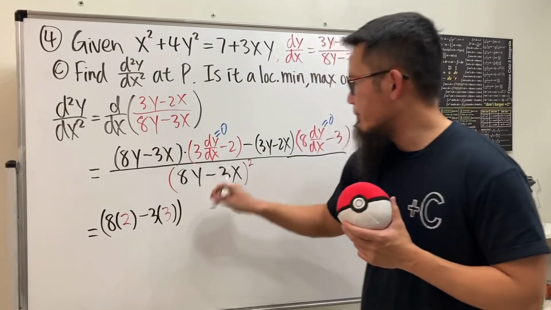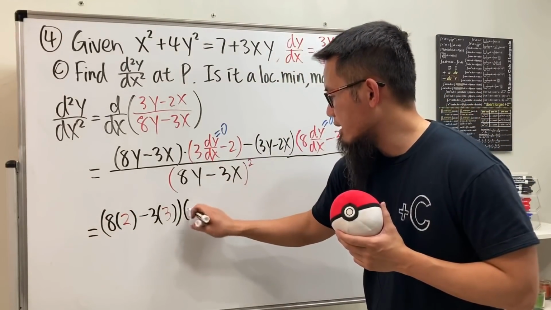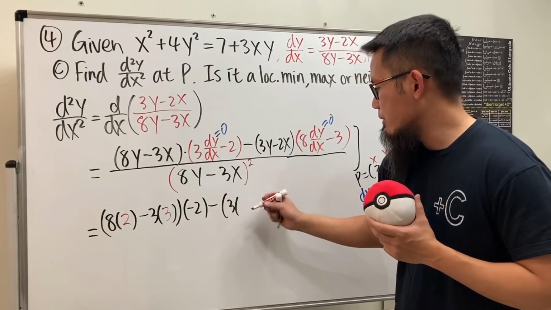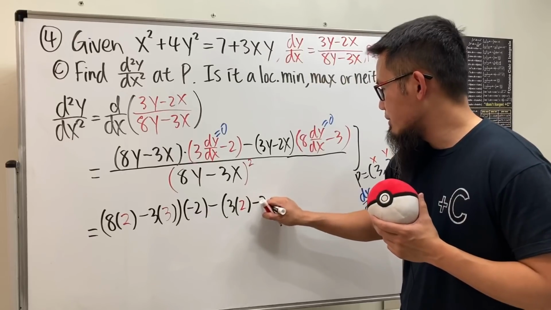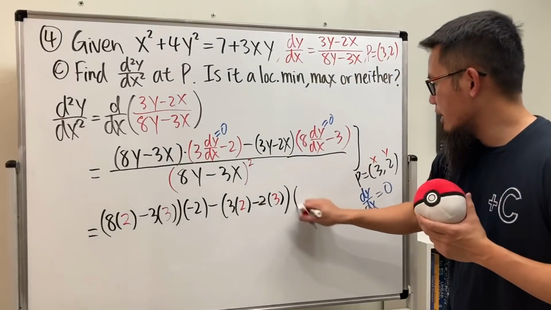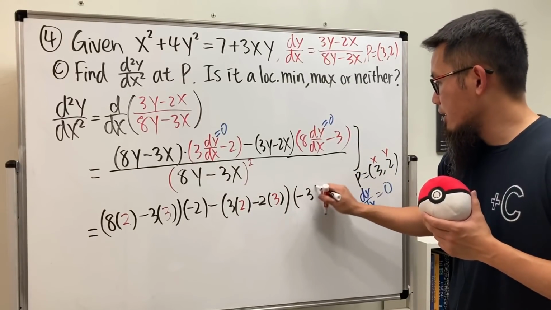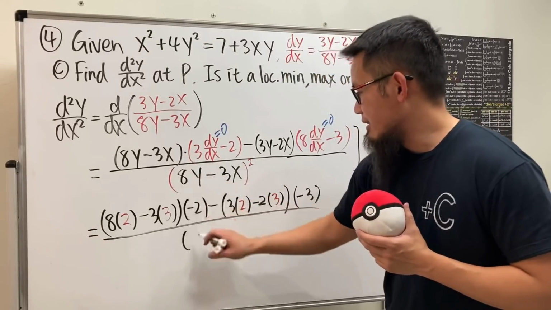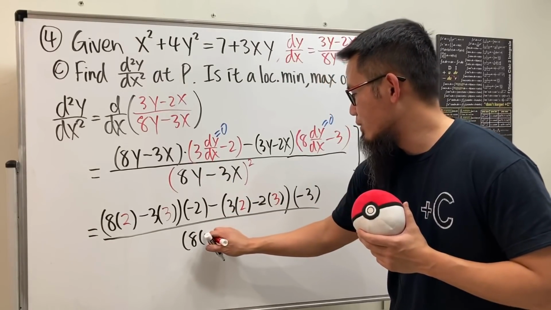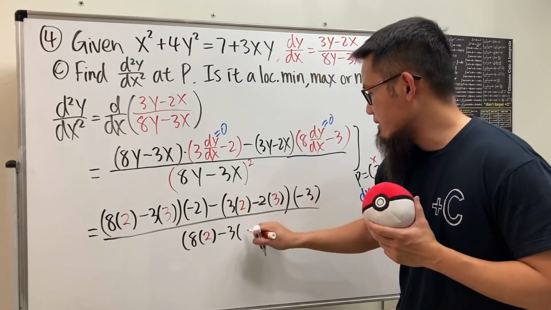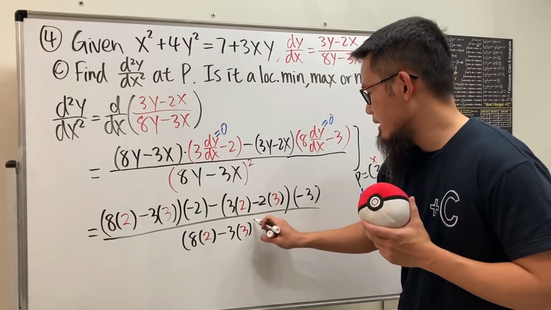All right, and then this is 0, so we just have to multiply by negative 2. And then minus, and then we have the 3 times 2. And then minus 2 times 3. And then that's 0. And then we just have minus 3. And then over, let's see, 8, and then y is 2, and then minus 3, and then x is 3, and then square.